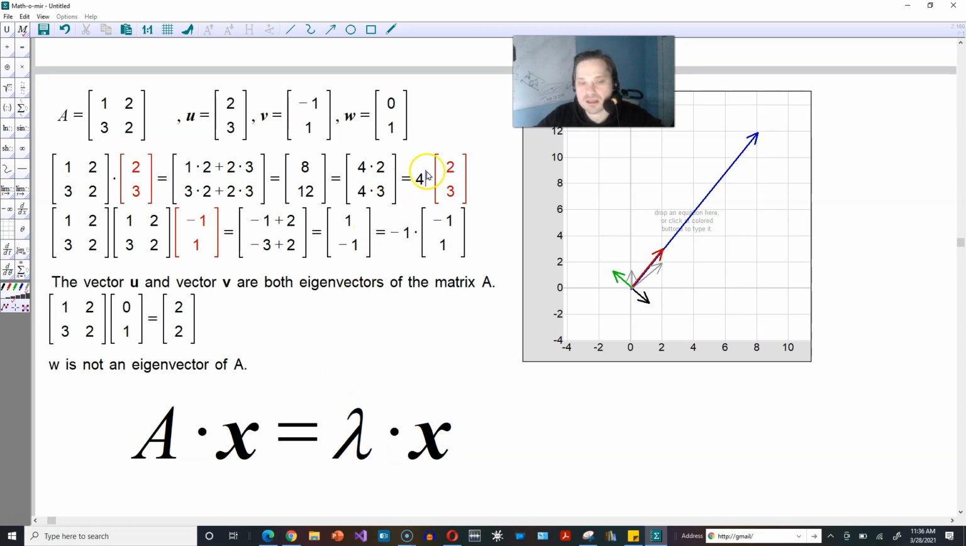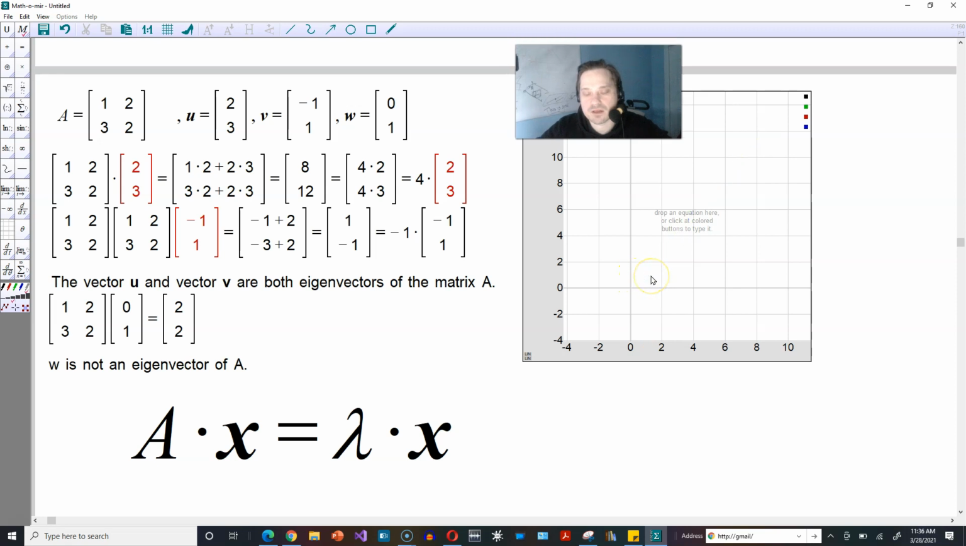So in our examples, lambda for the first one was 4, for the second one was -1, and for the last example, there is no such lambda because the vector was both stretched essentially, but at the same time rotated away from its original direction. Right? This gray arrow became this gray arrow right there.